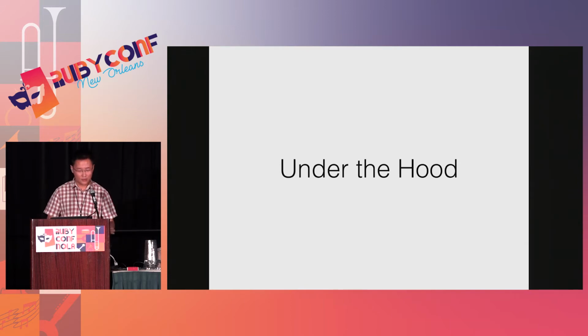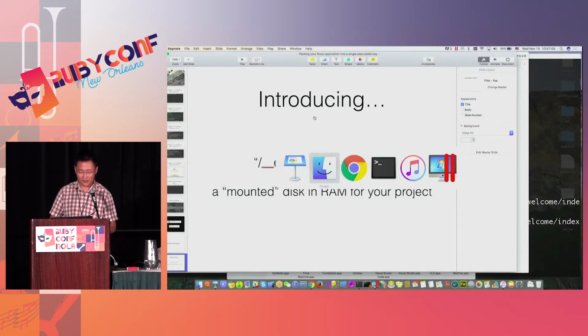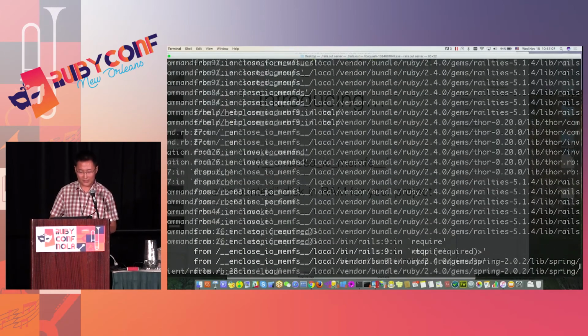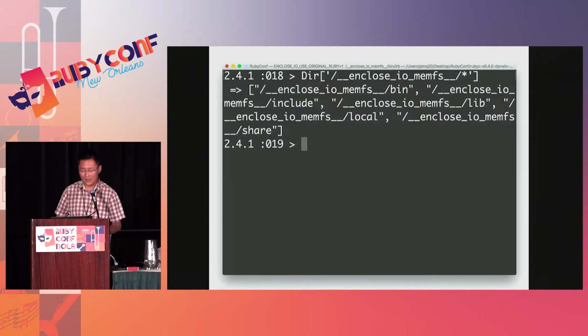So what happens under the hood? How did we make this work? The basic idea is we put your project into something like a mounted disk in your memory along with the Ruby interpreter. And we mounted it at a special location called __enclose_io_memfs__. You've probably already seen that in the backtrace. So that is like a virtual file system in memory.